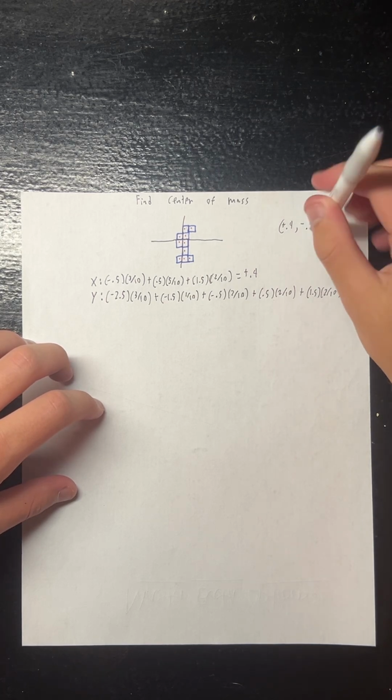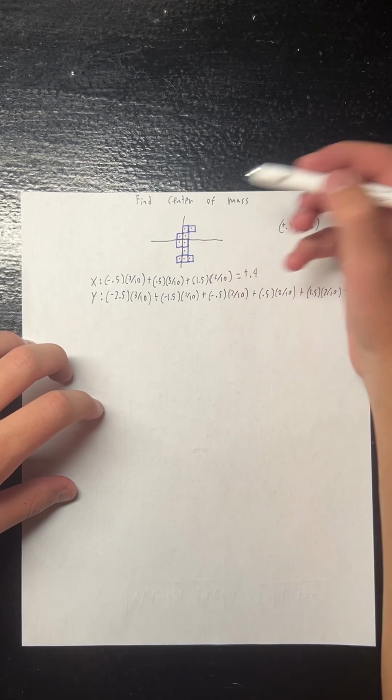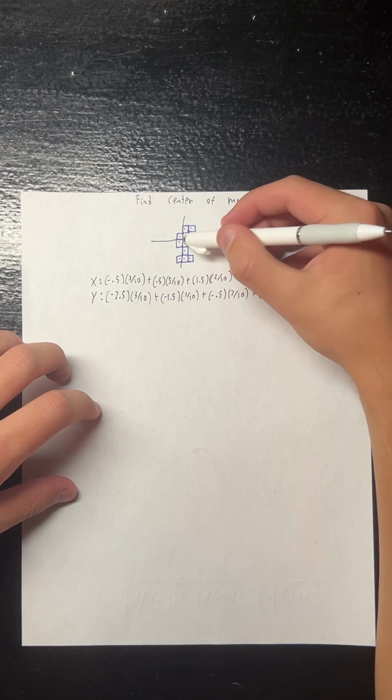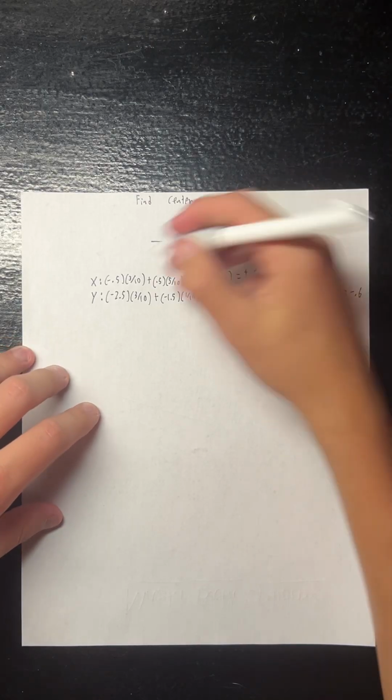And we can even look for that. So plus 0.4 in the X would be around this red dot here, and minus 0.6 would go down a little bit. So it would be around right here. And that is how to do a center of mass problem like that.